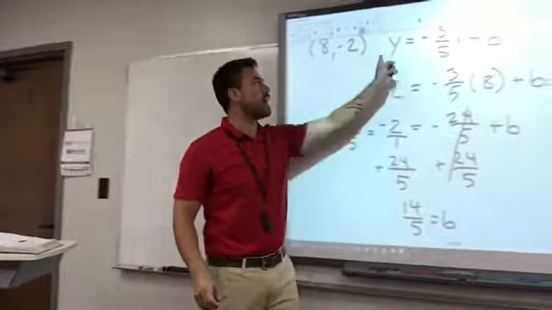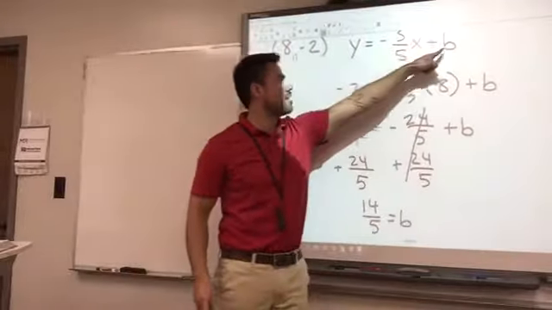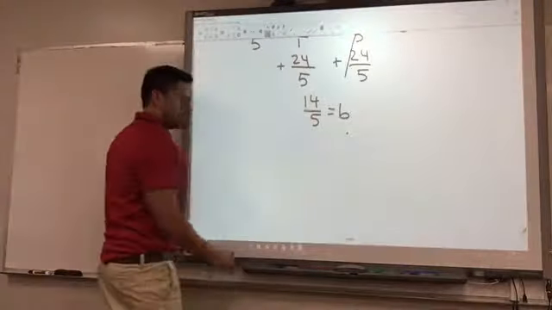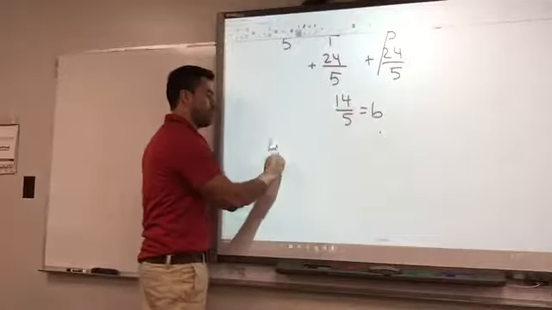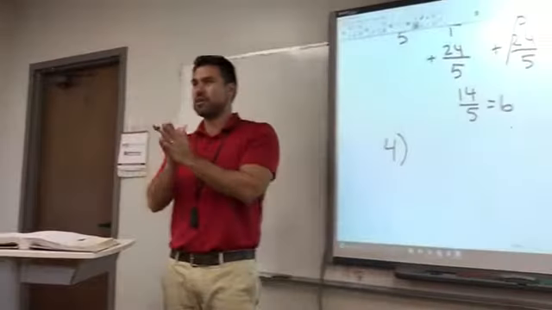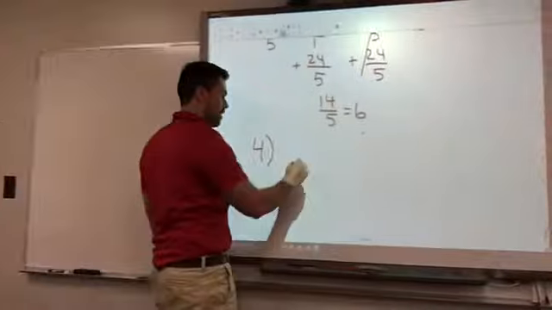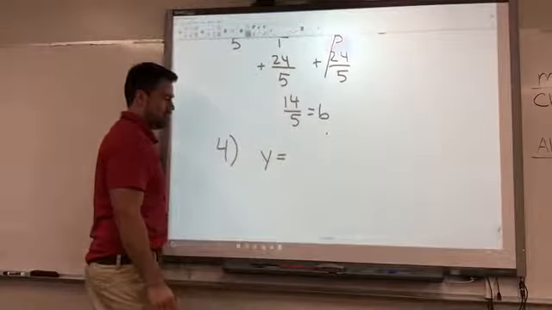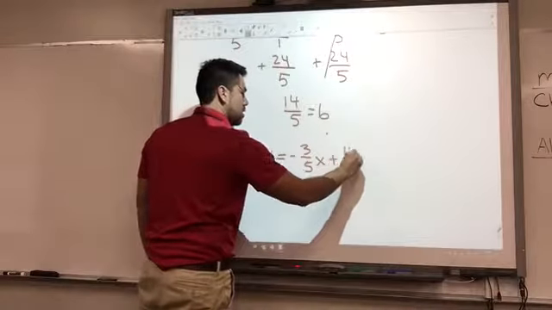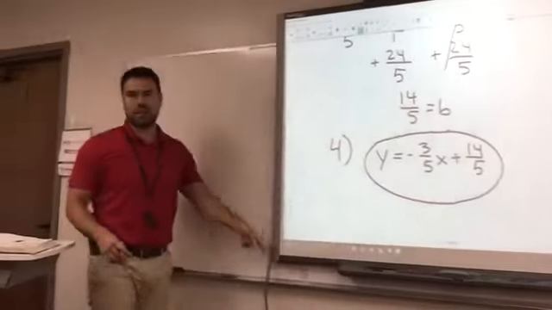Okay, so now I have to put it back into my equation. So where does 14/5 go? It goes in for b. So can somebody, with their notes, give me the final answer, and this is step 4, by the way. Write it in slope-intercept form. What's the final answer for the equation in slope-intercept form that is perpendicular to the given line? So y equals? Negative 3/5 x plus 14/5. That's the equation of the perpendicular line.